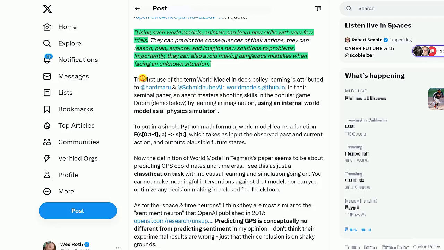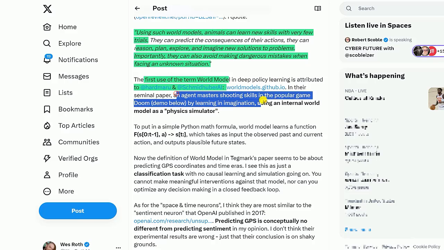It looks like the first use of the term world model was by these people. I'm not familiar with that one, but they showed an agent mastering shooting skills in the popular game called Doom, and they also have a little demo here.